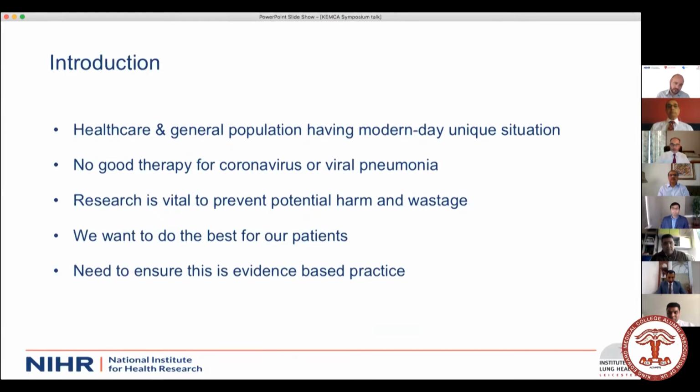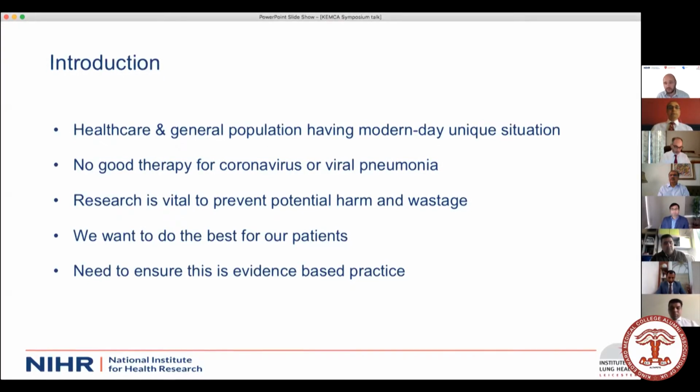And when we come to that, research is vital to trying to find out, but also we want to do the best for our patients, and the natural medical thing to do is to give whatever therapy we can think of in the hope that it might help, particularly when people are very unwell. And actually, we've got to remember this might cause potential harm, but also may cause wastage as well. We may give very expensive drugs that don't do anything.